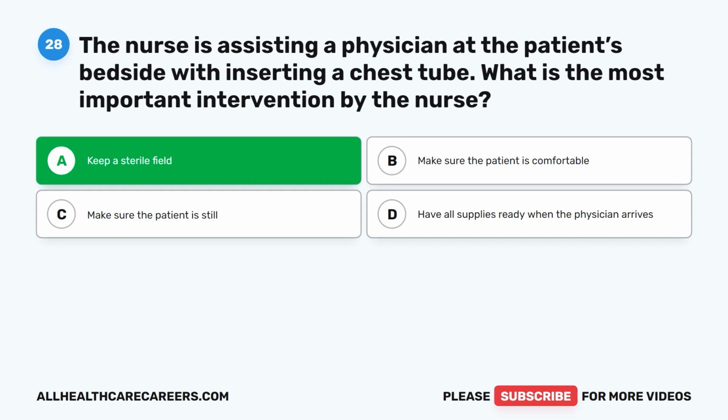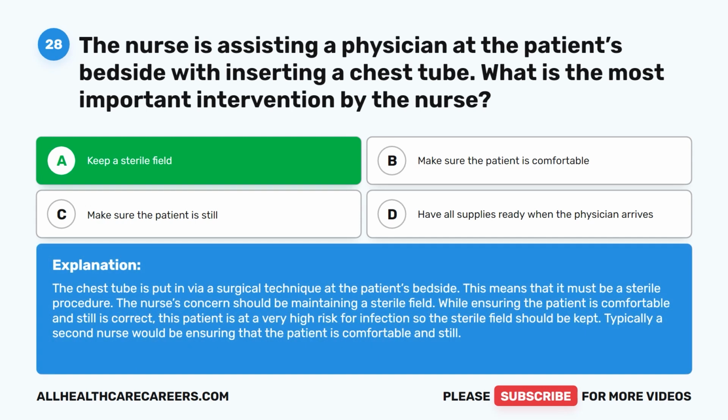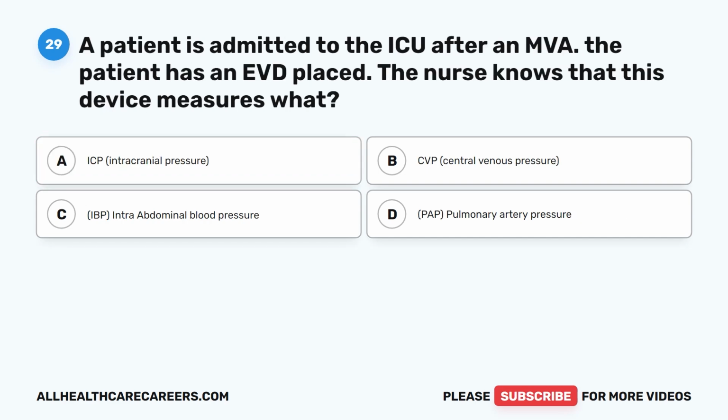Keep a sterile field. The chest tube is put in via a surgical technique at the patient's bedside. This means that it must be a sterile procedure. The nurse's concern should be maintaining a sterile field. While ensuring the patient is comfortable and still is correct, this patient is at a very high risk for infection, so the sterile field should be kept. Typically, a second nurse would be ensuring that the patient is comfortable and still.